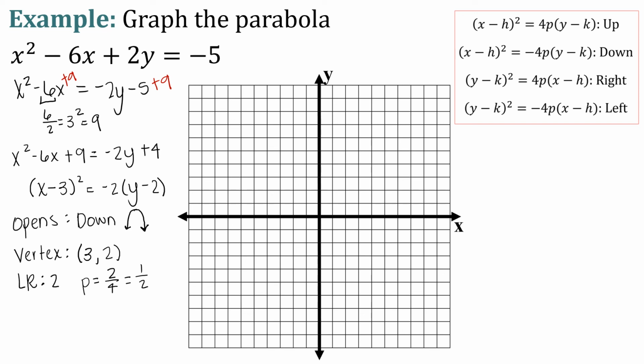So my focus is going to be on the inside right here. And it's going to be down 1/2. So my focus is 3 and then 2 minus 1/2. So that's going to be 3, 3/2 is my focus. Let's graph all this. My vertex is 3, 2. Out 3, up 2. My focus is down 1/2. And my latus rectum has a length of 2. So there's my latus rectum right there.